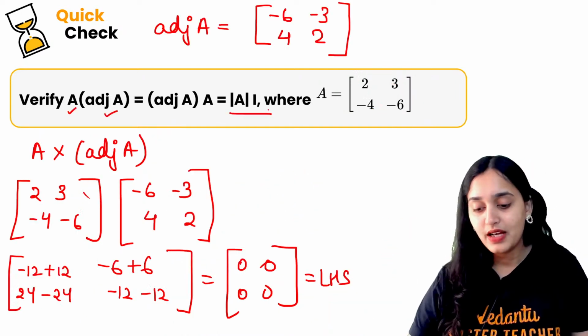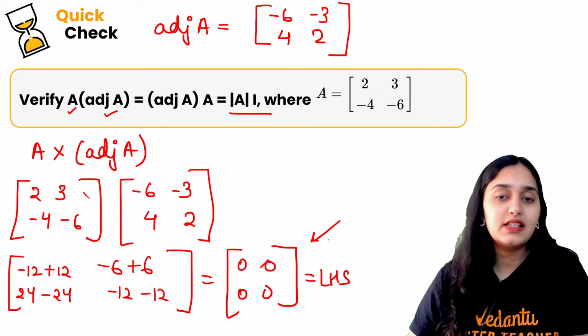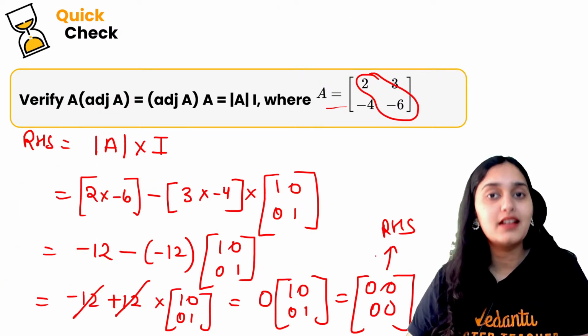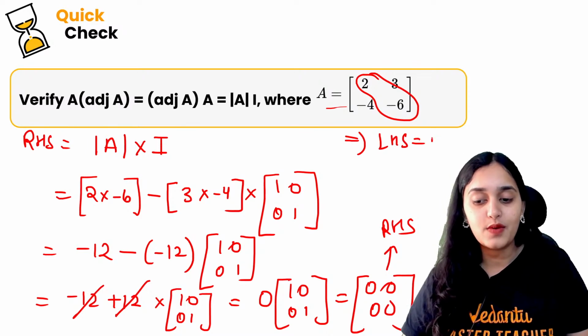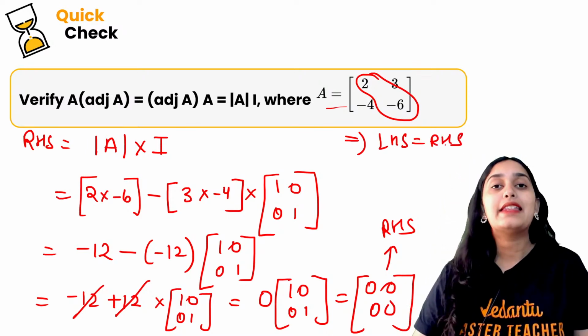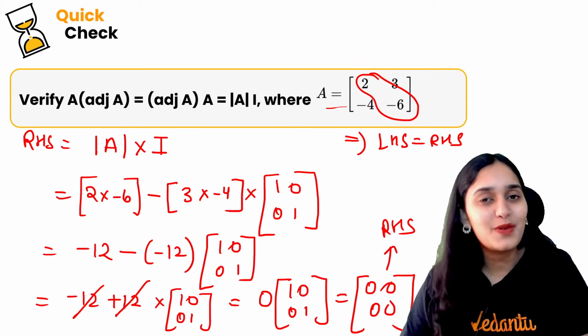Hence proved. What is your left hand side? 0 matrix. What is your right hand side? 0 matrix. So this implies that LHS is equal to RHS. Hence our statement is proved.